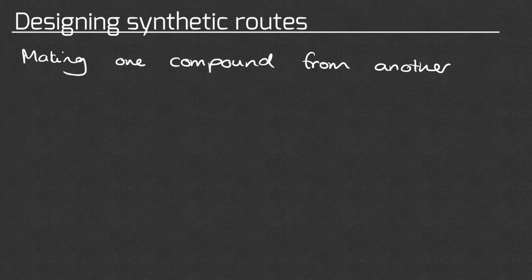A synthetic route means making one compound from a different compound. Typically, this will involve multiple steps, going through multiple different functional groups to get to your target molecule from your given starting material.